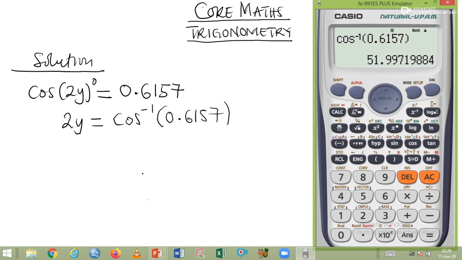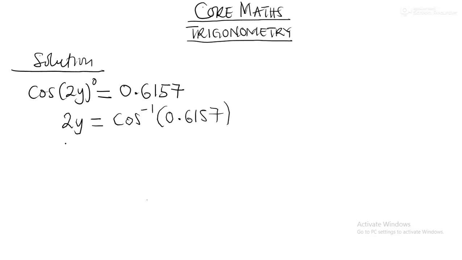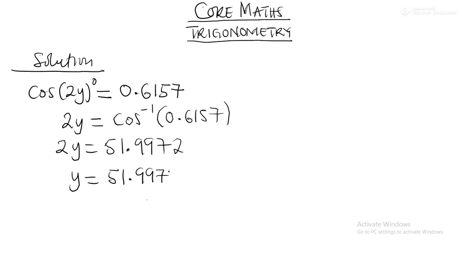So we are going to have 51.9972. So our 2y will be equal to 51.9972. Good. So now we want y. So our y will be equal to 51.9972 divided by 2.